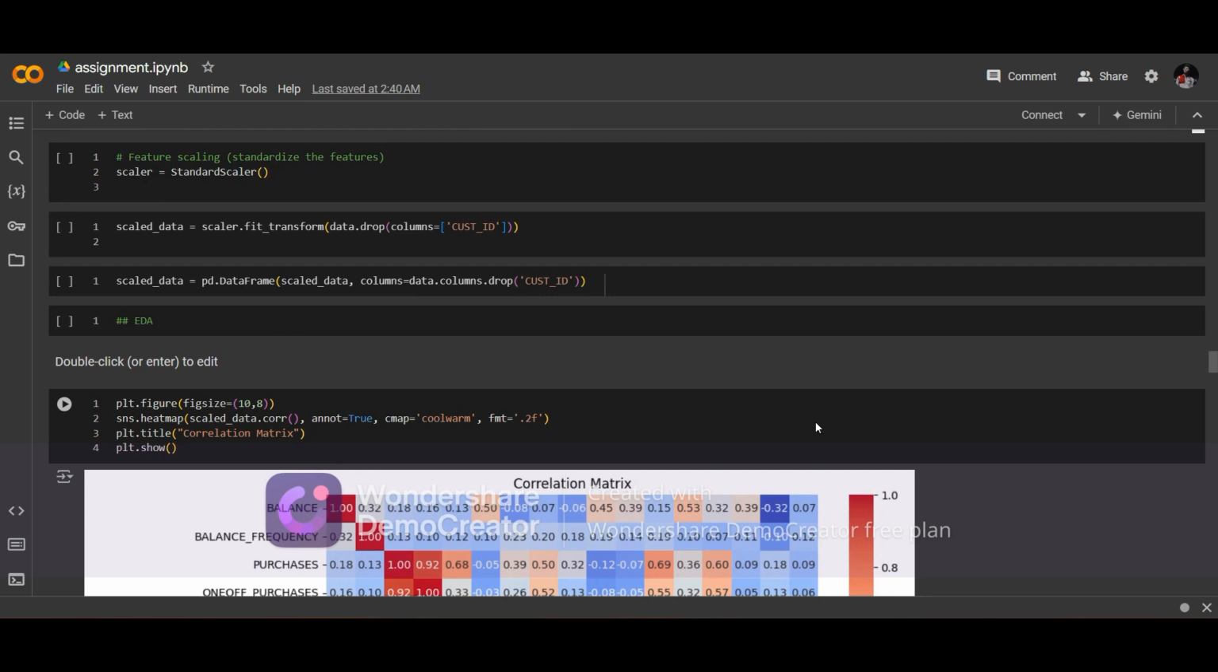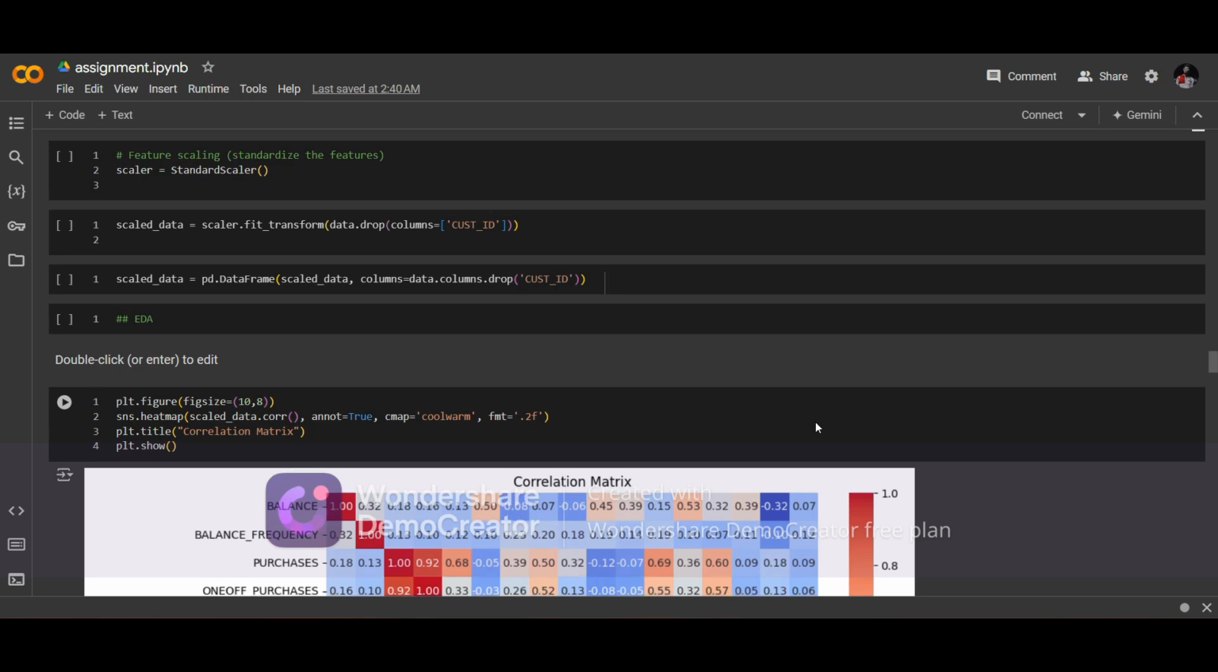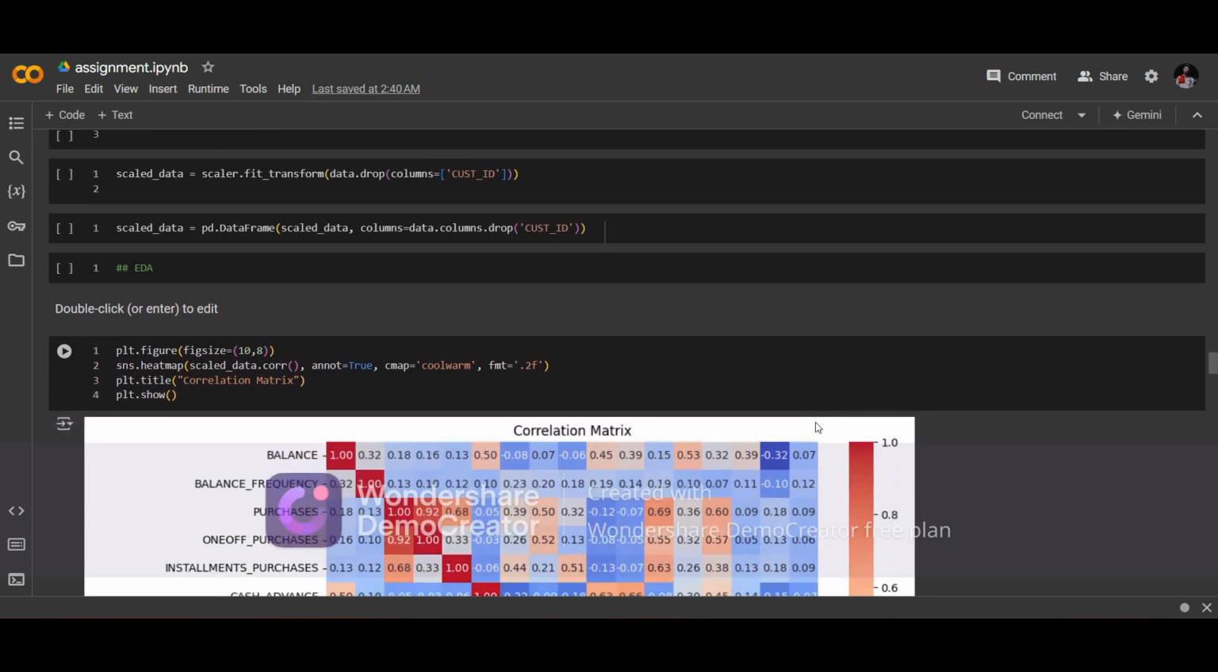Now I have applied feature scaling. In feature scaling, there are two methods: standardization and normalization. I have applied standardization because in normalization, the developer needs to know the minimum and maximum of each column, and here we don't have that. So standard scaler is the best method for feature scaling. I applied feature scaling with the help of fit transform, and again to make it a data frame I have applied a data frame.